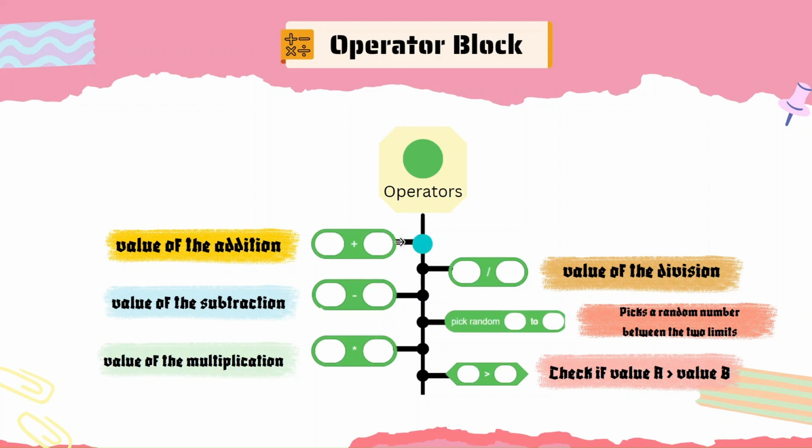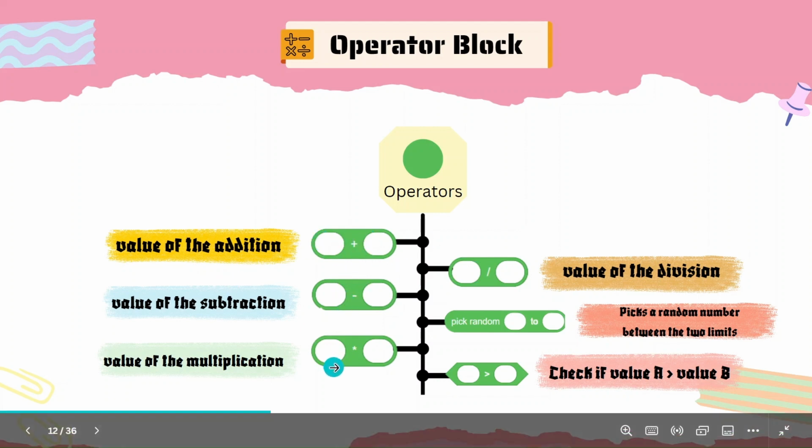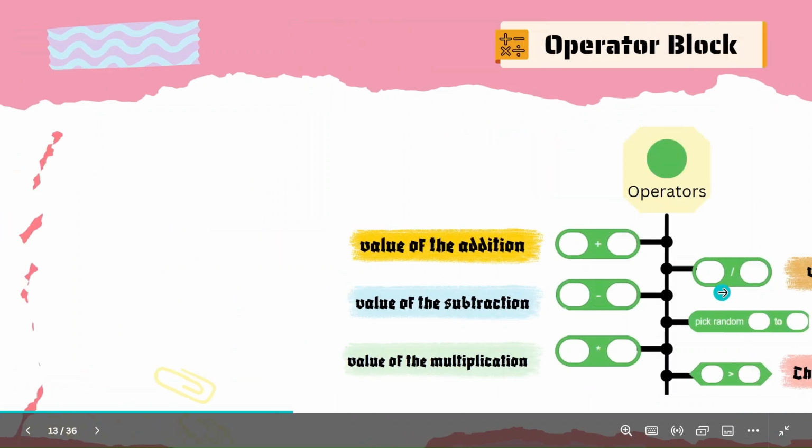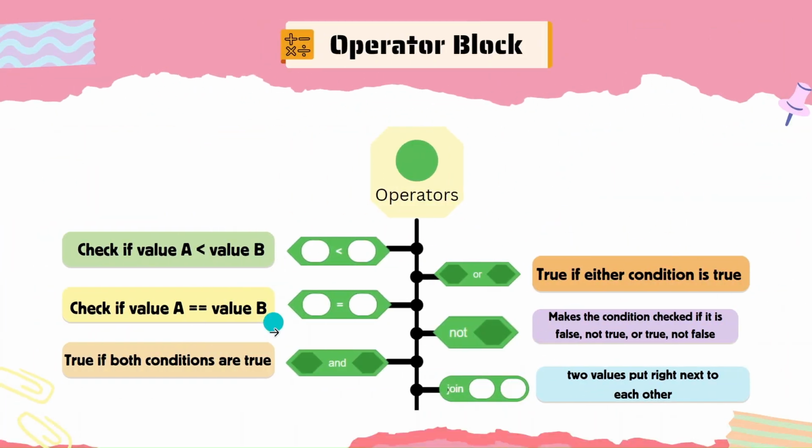So here, as you can see, addition, subtraction, multiplication, division. Then it comes up with pick random number between two limits, and we have greater than, less than, and it checks the value if they are equal, like 4 is equal to 4, right? So it checks if the values are equal.